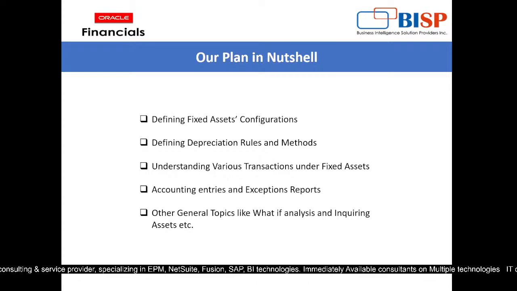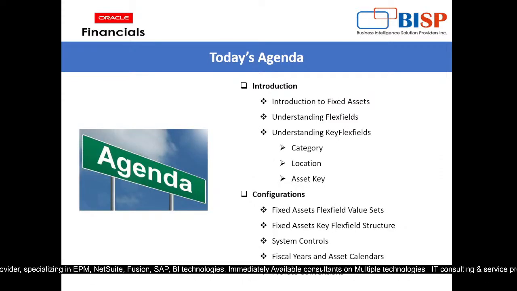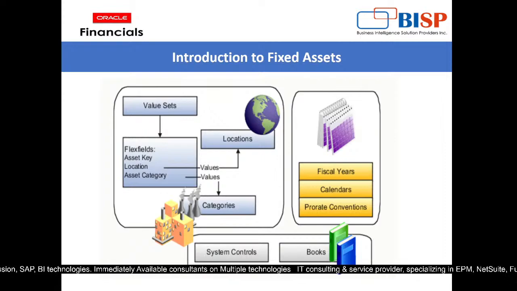So before moving to the Oracle Fusion fixed assets, let's understand what is the fixed asset and how it is managed in the Oracle Fusion application. So this is our today's agenda, like the introduction of the fixed asset, understanding flex fields, the key flex fields like category, location, asset key, and then the configurations. So these configurations we will be covering today: the fixed asset flex field value sets, the structure, then the system controls, fiscal years, asset calendars, and the prorate conventions. So this is our first slide.